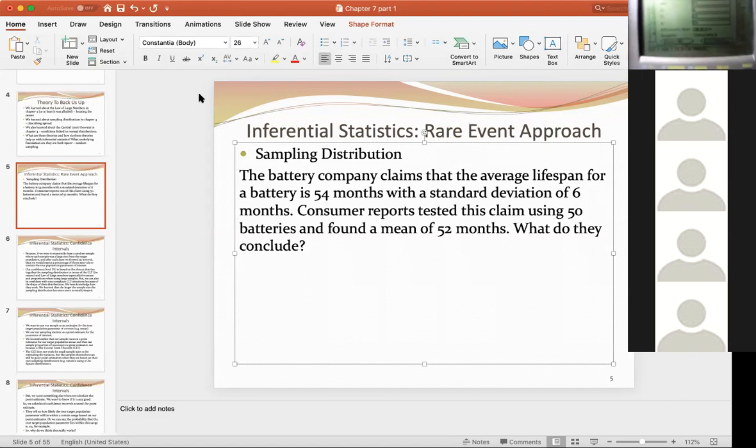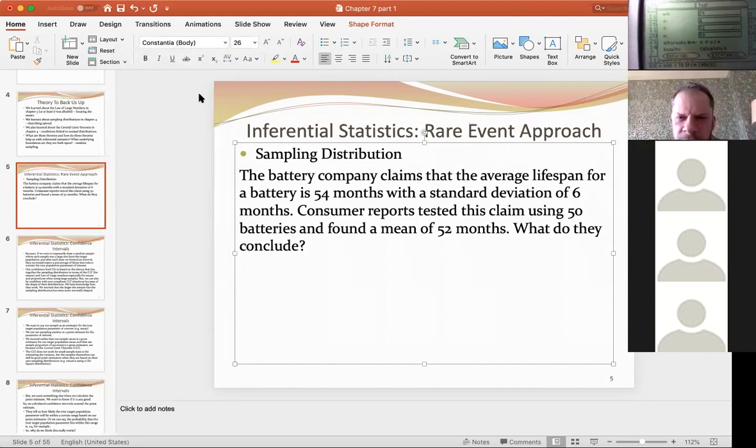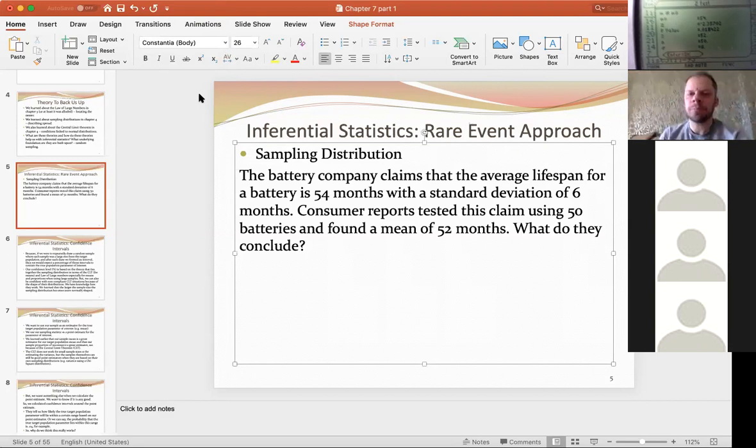I don't know if you can see this, I know it's really small on the 89. So this is my setup right here. Okay. Alex, did you say that? I thought I heard you say a 56. No. Well, if I did, I spoke the wrong thing, but typed in the right thing. Okay. Mu naught is 54. Sigma is 6. X bar is 52. And n is 50. And then we've got mu not equal to mu naught. So that's what we're looking at there.